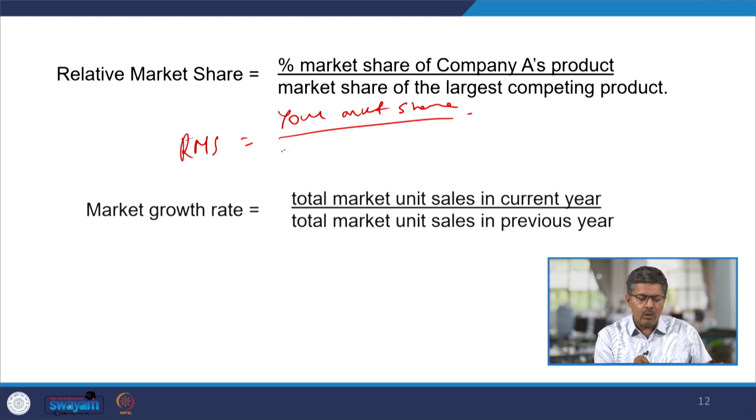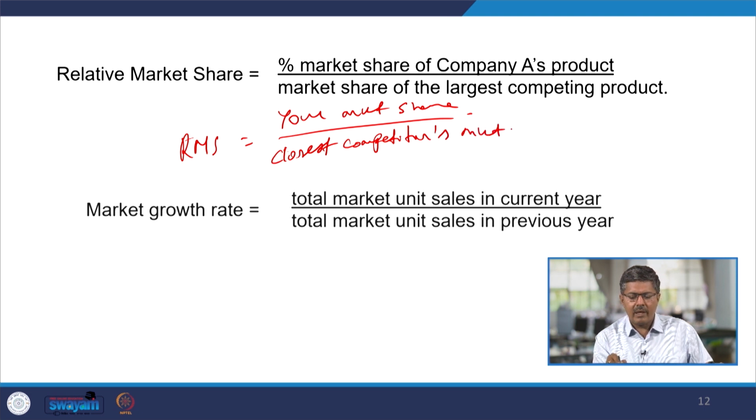So, the closest market share competitors. Closest in the sense of size: if I am having a market share of 12% and my closest competitor has a market share of 10% and others are all having less than 10%, the closest one is 10%. Okay. Sometimes it can be the reverse.